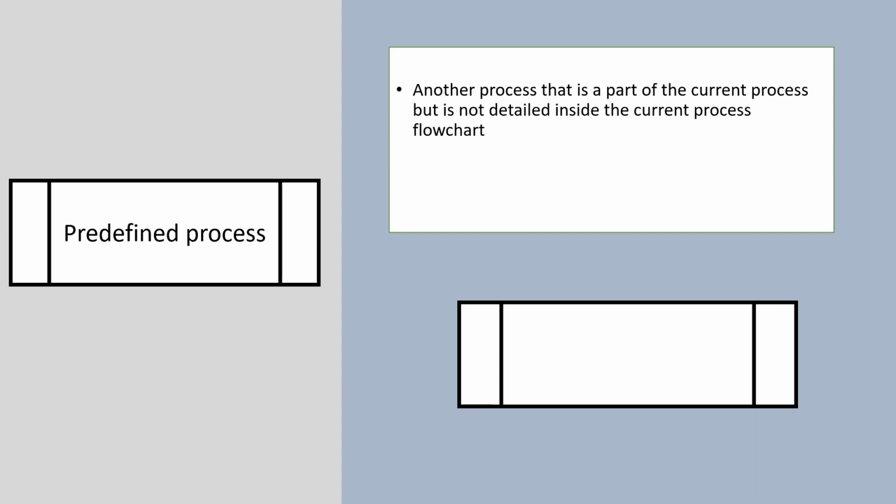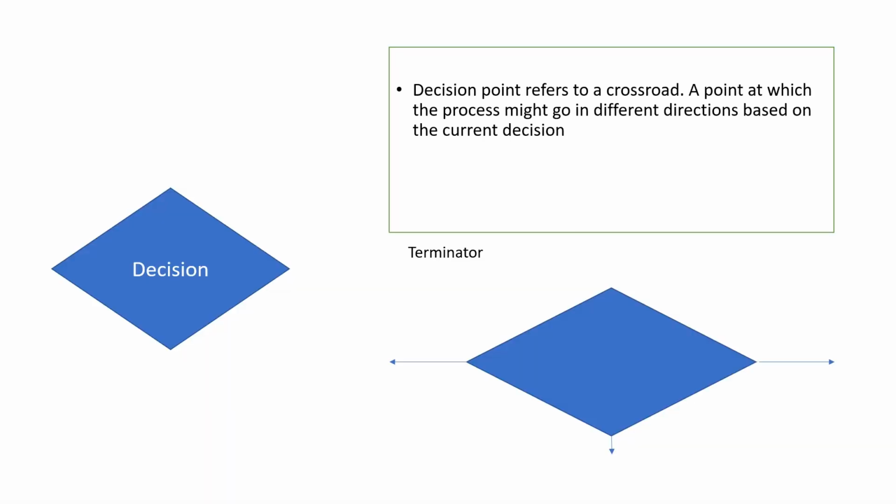Decision point shape refers to a crossroad. A point at which the process might go into different directions, based on the current decision. The current decision may be yes or no or any other form of decision. Each answer will have a different impact on the flow of the process.